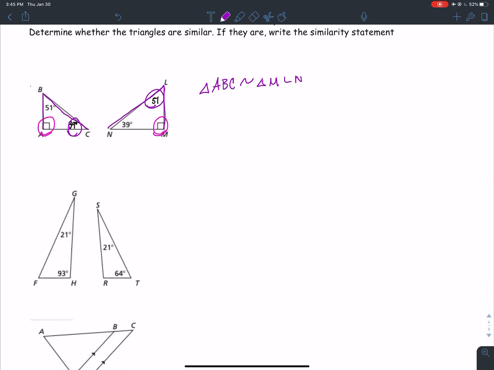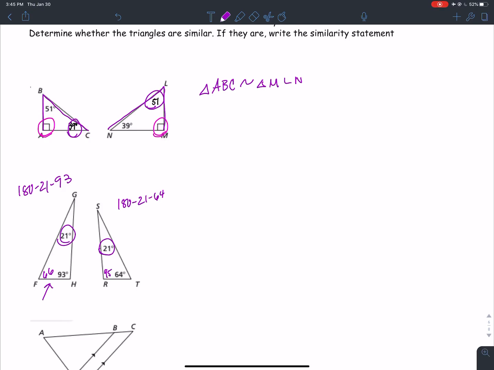All right, so if I look at this one, I need to get two angles that are congruent. So I already have one set of angles that are congruent, so I need to make sure that another set of angles are congruent. So this first triangle, I'm going to do 180 minus 21 minus 93. And that gives me 66. And then this other triangle, I'm going to do 180 minus 21 minus 64. And that gives me 95, okay? So I do not have two angles that are the same, so therefore these are not similar.